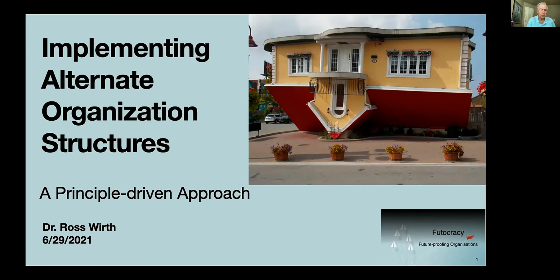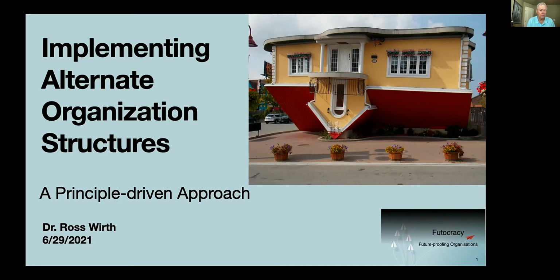This is part of a series of webinars that Reg and I have been doing on Futocracy, which is really focused on designing organizations that are built for change. Up until now, we've talked about the different principles that alternate structures have used and how a synthesis of them can show a path forward to break out of the bureaucracy that many traditional hierarchies have. In this particular case, we're going to be focusing a little bit more on actually how to make that move.